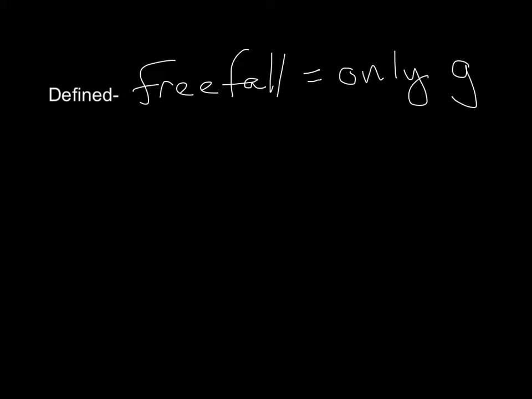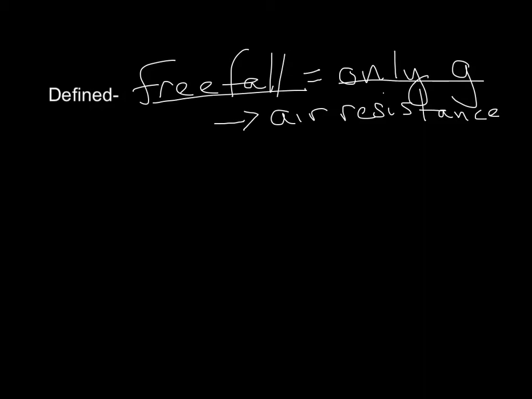Now there are two important things that I want you to recognize. True free-falling objects do not encounter air resistance, because if they do encounter air resistance, then they are not only being acted on by gravity. All free-falling objects on Earth accelerate downwards at a rate of 9.8 meters per second squared.